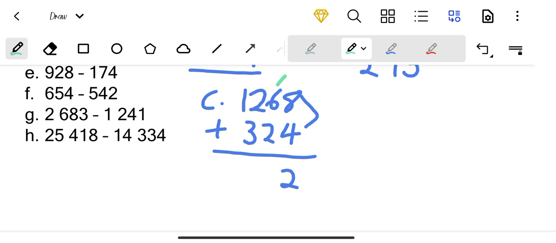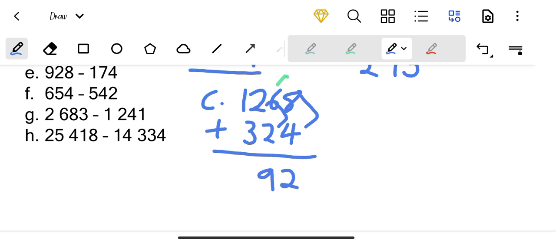Why am I carrying a 1? Because I got an answer as 12. So we took the 10, we put it on top. So this one represents the 10. So now I'm going to say 7 plus 2, I get an 8. 8 plus 1 is going to be a 9. So I'm going to write my 9 there.